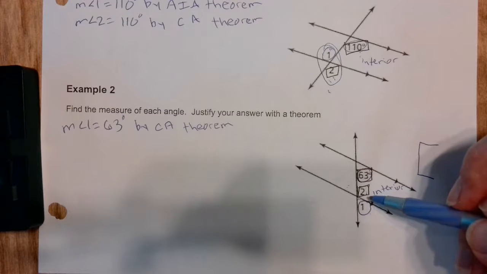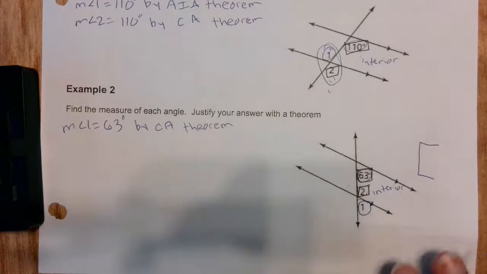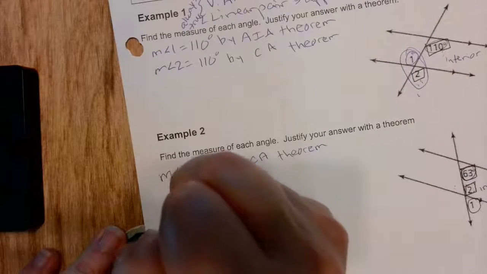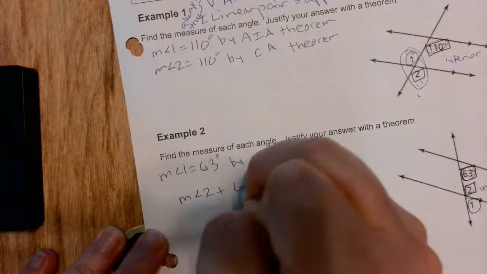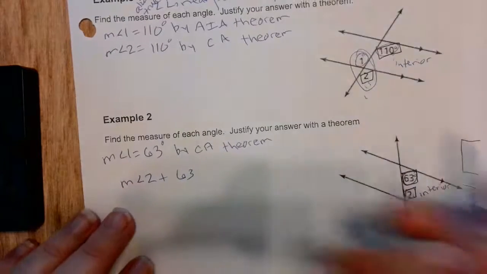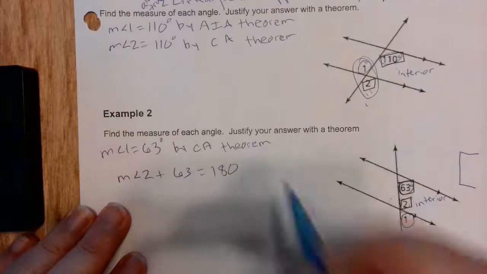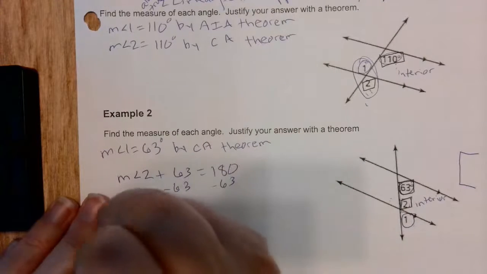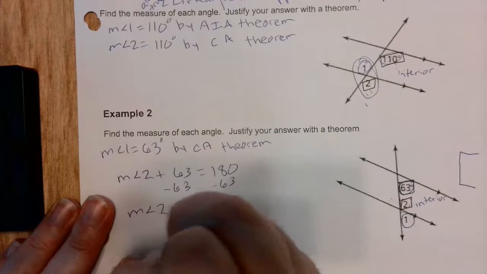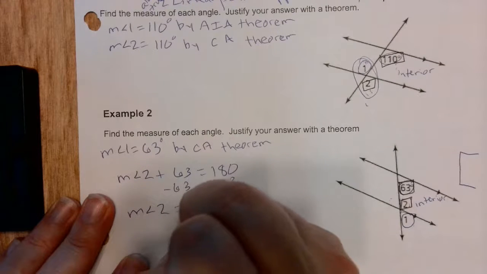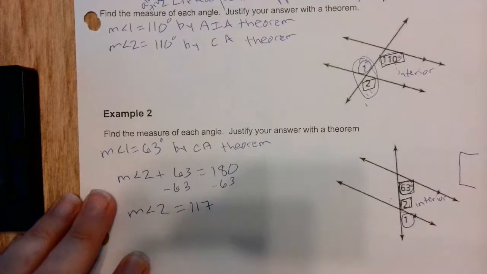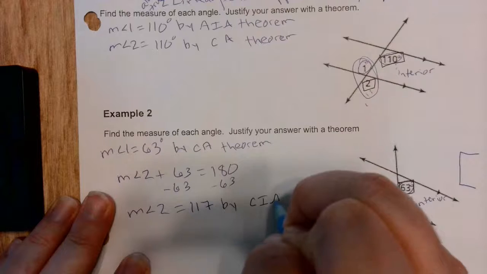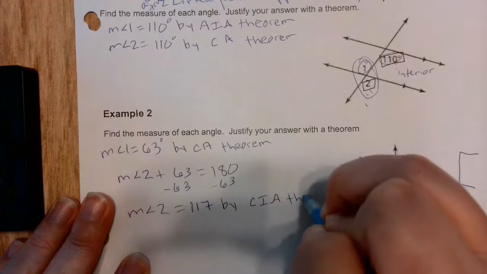63 and angle 2 are consecutive interior angles, and that means they add up to 180. So the measure of angle 2 plus 63 equals 180. You can subtract 63 from both sides, and the measure of angle 2 is equal to 117 by the consecutive interior angle theorem.